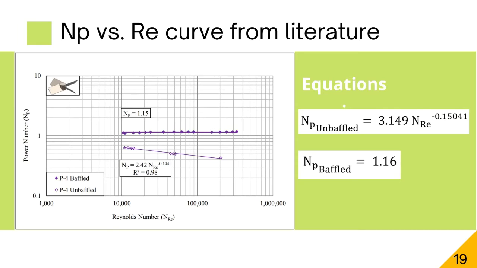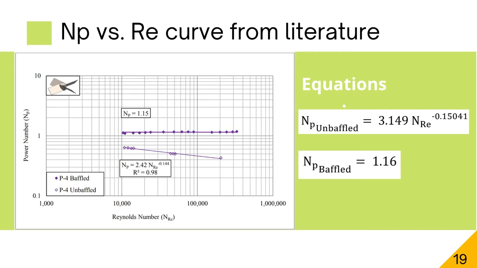Based on the results obtained and correlations found, an equation for both baffled and unbaffled standard tanks was developed. Our results show that for Reynolds values from 1,000 to 100,000, NP values were near constant, as shown in literature. Therefore, our equation for NP based on our results for the baffled tank is NP equal to 1.16, an average of the values obtained in CFD simulations.